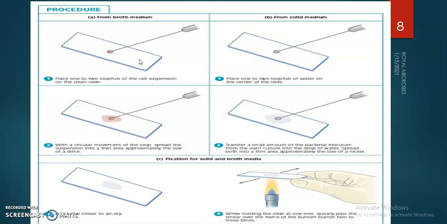In the case of broth cultures, it is directly applied to the slide and spread to form a thin smear. After that the steps are the same, that is we have to allow the smear to dry and then it is heat fixed by quick passage through the flame.